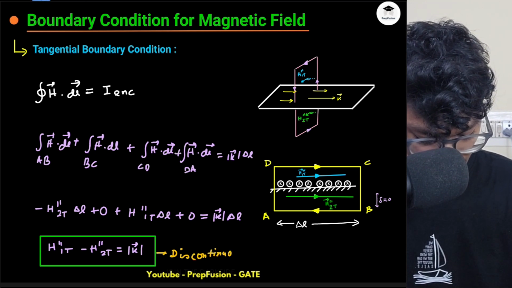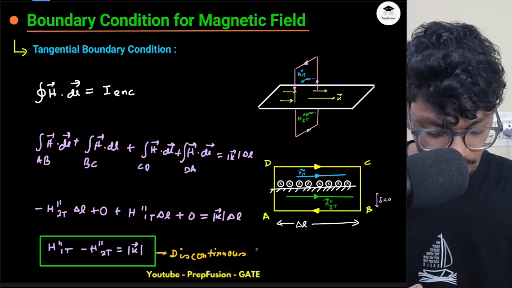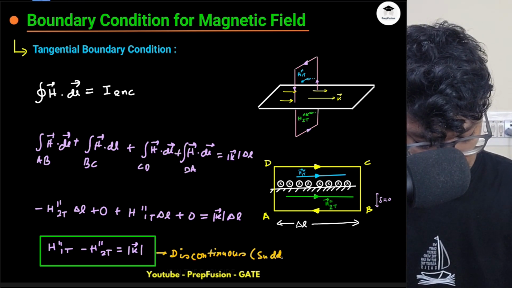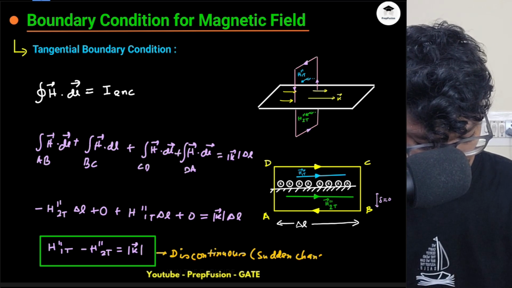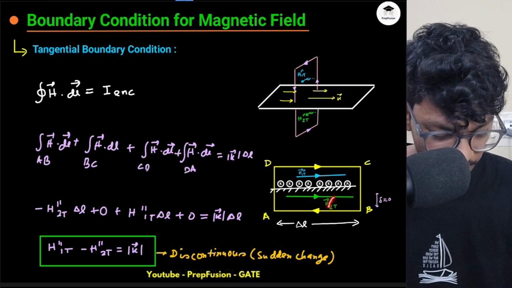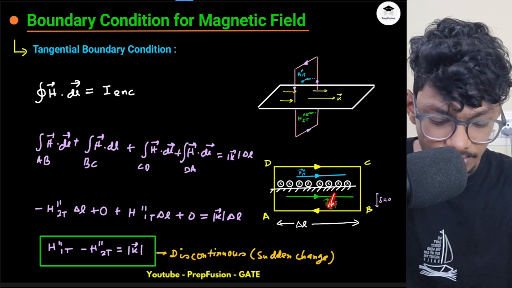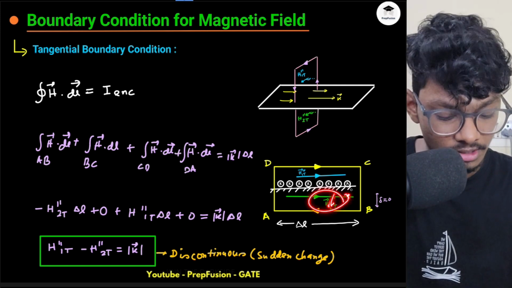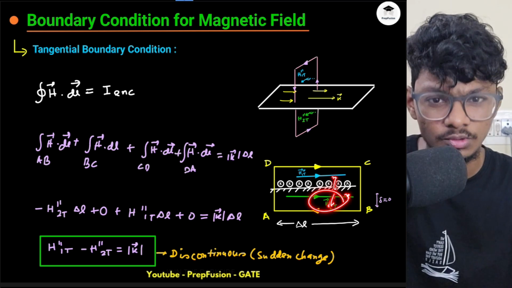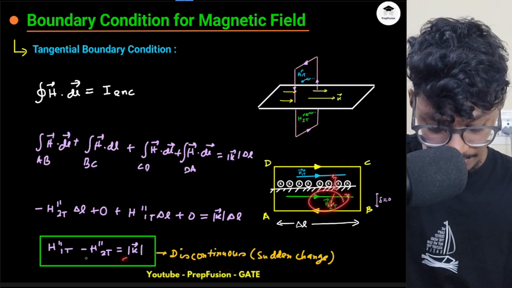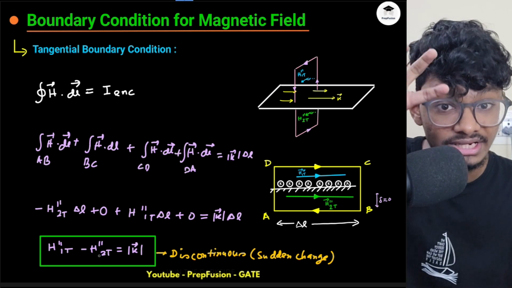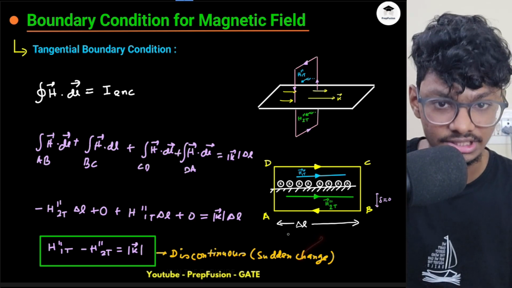What do I mean by discontinuity and continuity? Discontinuity means there is a sudden change. Just below this boundary, the magnetic field intensity was H double dash 2T. Just as I cross the surface, it becomes K plus H double dash 2T. So it increases by K. So there is a sudden change. That's why it is discontinuous.